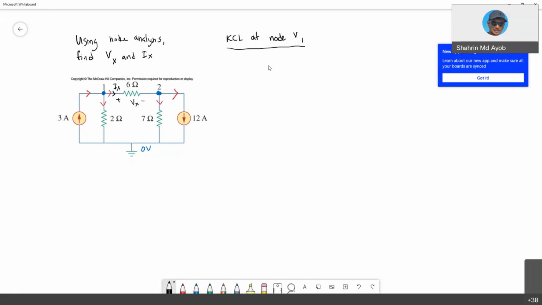Okay. So we first KCL at node V1. So KCL at node V1, you have a current source, 3 amperes, going into the node. And then you have two branch currents. Okay. So we have this one, V1 minus 0 over 2 ohms, right? And then another current from node V1 to node V2, so V1 minus V2 over 6 ohm. Okay. So this is your first equation.